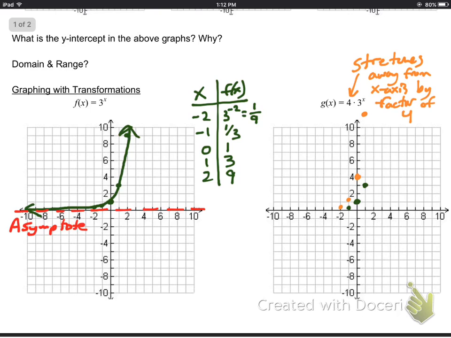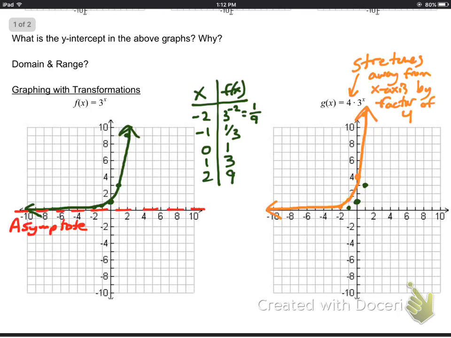So you can take each point, multiply the y value by 4, and you'll get the same thing. I'm going to plot each point. You see the green are the original, and the orange are the new ones. So (0, 1) goes to (0, 4). (1, 3) goes to (1, 12). That's off our graph, but that's all right. And even (-1, 1/3) goes to (-1, 4/3). You multiply by 4.